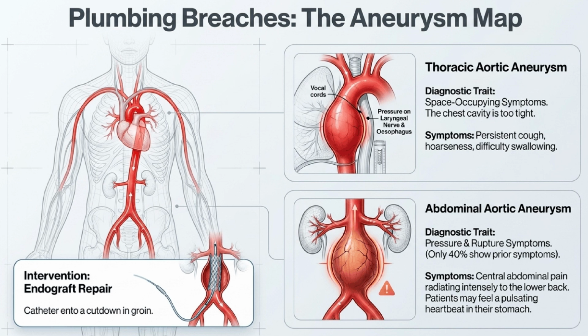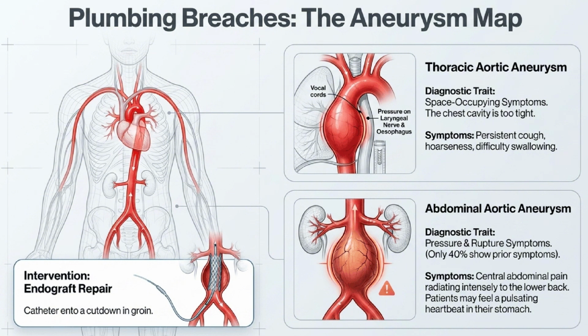That's spot on. And the location of that ballooning hose really determines the symptoms. A thoracic aortic aneurysm, so located up in the chest cavity, might cause chest pain, sure, but it also causes space-occupying symptoms you wouldn't immediately link to the heart. Like what? Things like a persistent cough, hoarseness, or even difficulty swallowing. Oh, because that bulging artery is physically pressing against the vocal cords or the esophagus in the chest? Exactly. It is entirely a space issue. Yeah. The chest cavity is packed really tight.